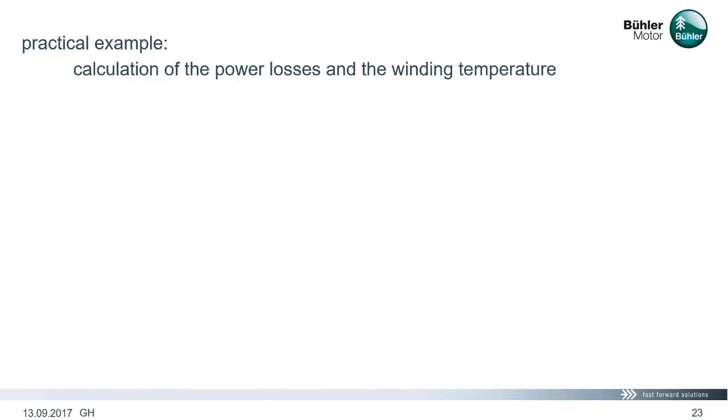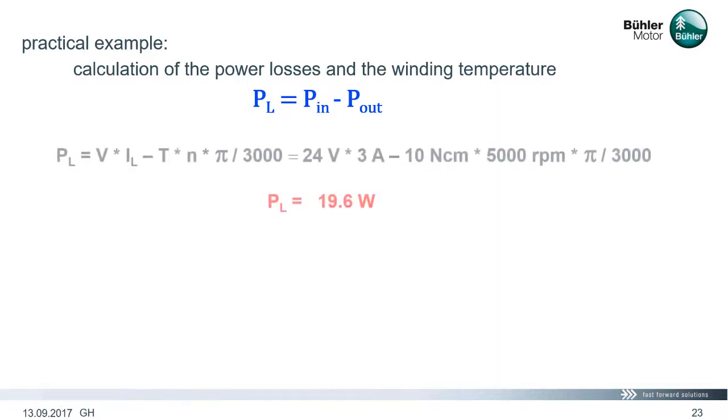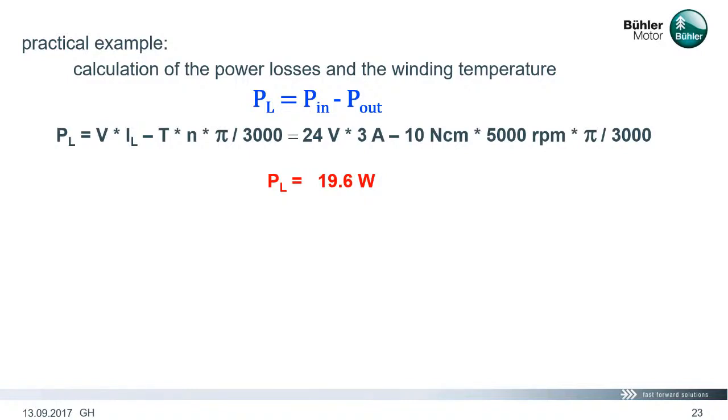At first we calculate the power losses and the winding temperature. The power losses are, as mentioned before, input power minus output power. In our example, we calculate the input power to 24 volts multiplied by 3 amps and subtract the output power, which is 10 Newton centimeters multiplied by 5000 RPM, multiplied by the factor pi divided by 3000. The result for the power losses is 19.6 watt.